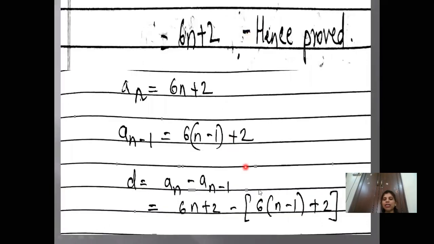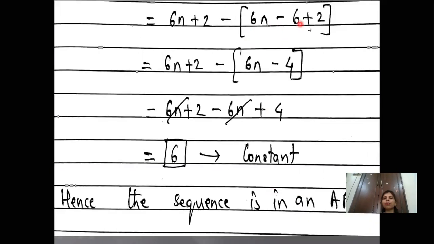So when we multiply 6 into n, 6n minus 6 plus 2, we'll subtract this. Minus 6 plus 2 is minus 4. And when we open the bracket, it becomes 6n plus 2 minus 6n, minus into minus plus 4. 6n gets cancelled. Plus 2 and plus 4 becomes 6. So that is constant. You can see we are getting a single number. So as this is a constant, common difference is constant. So therefore, we have proved that the sequence is in AP.